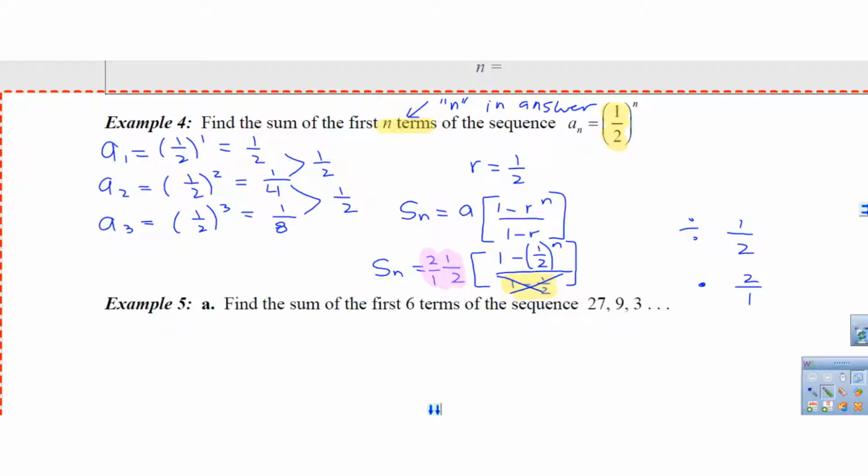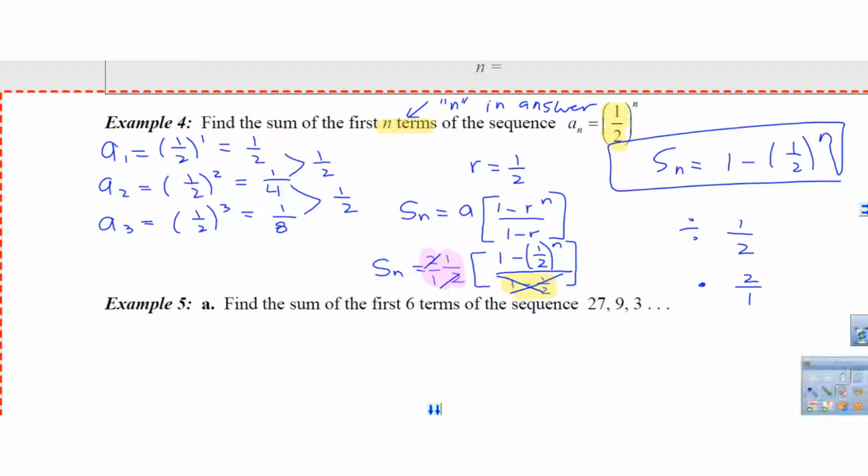You've got a 2 on the top and a 2 on the bottom. Those cancel out. Or another way to think about it is, what is 2 times 1/2? It's just 1. Those cancel out. Or you think, I got a 2 on the bottom, 2 on the top. That's going to go away. So your final answer is S of n is 1 minus 1/2 to the n power, like that. Okay? And you must simplify that.